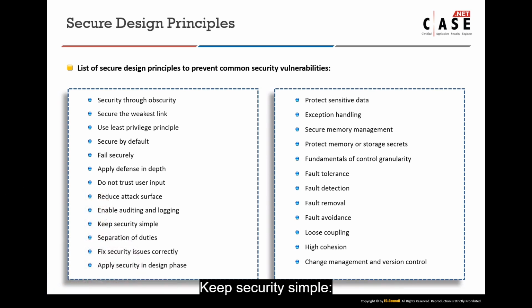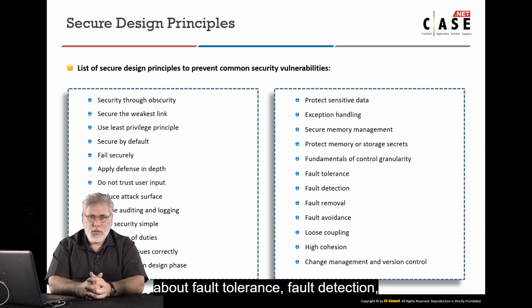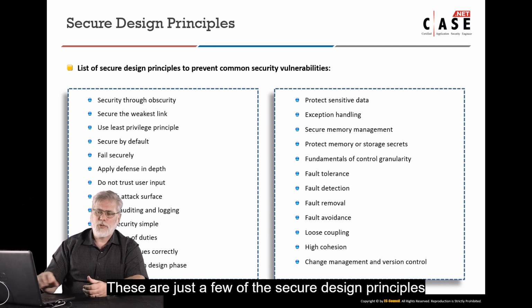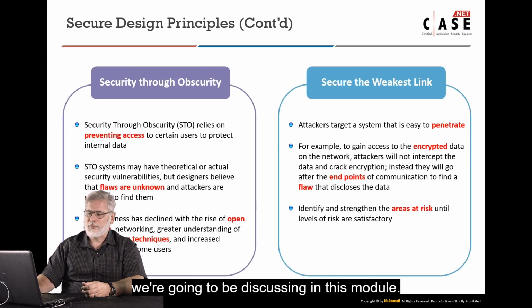Keep security simple. Now, what this means is end users can easily do what you need them to do. If it's too complicated, they just won't do it, or they'll find ways around it. Fix security issues correctly. We don't want to put a Band-Aid or a patch on something that is itself insecure. We want to make sure that our repairs, our corrections, are done properly. You're going to hear a lot in this lesson about fault tolerance, fault detection, fault removal, and fault avoidance. These are just a few of the secure design principles we're going to be discussing in this module.